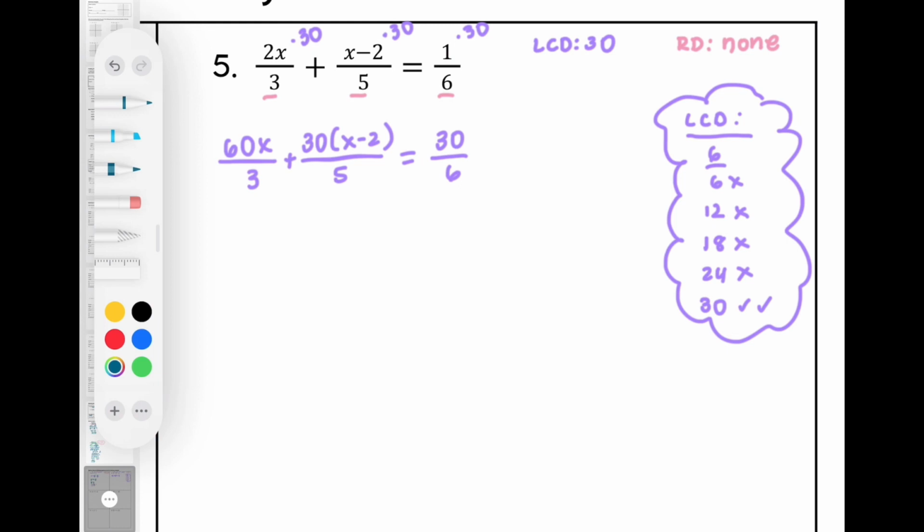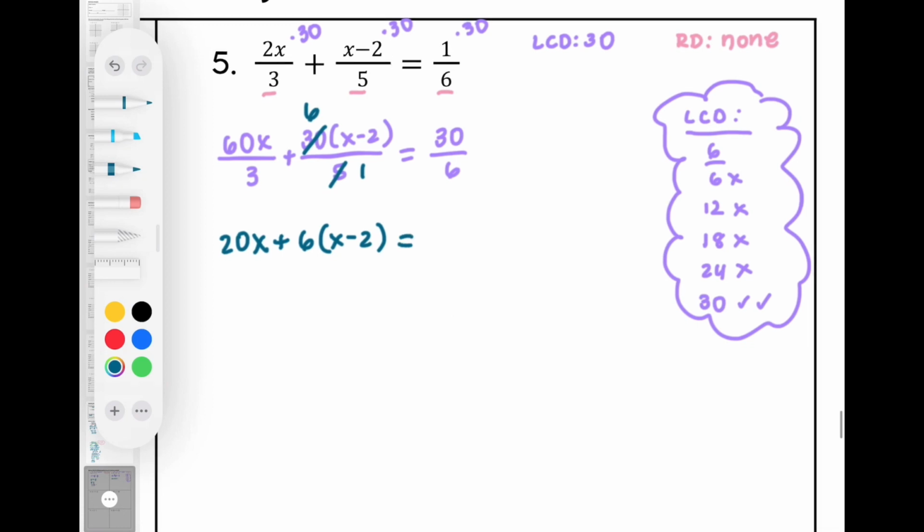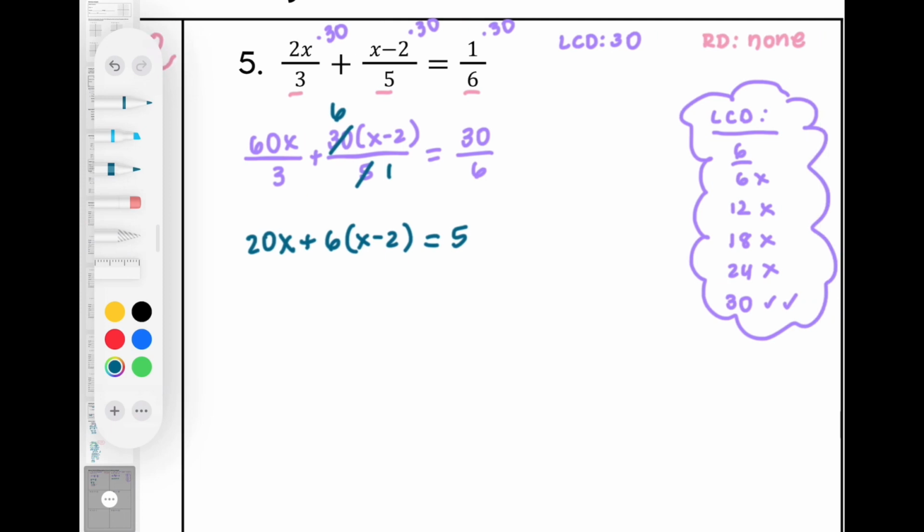So 60 divided by 3 is going to give us 20x plus, and then 30 divided by 5 is 6. So we'd have 6 times x minus 2 equals, and then 30 divided by 6 is 5. Okay, so the whole point of multiplying by your least common denominator is so that you can cancel all the denominators out. All right, so next part is just distributing, combining like terms and solving for x.